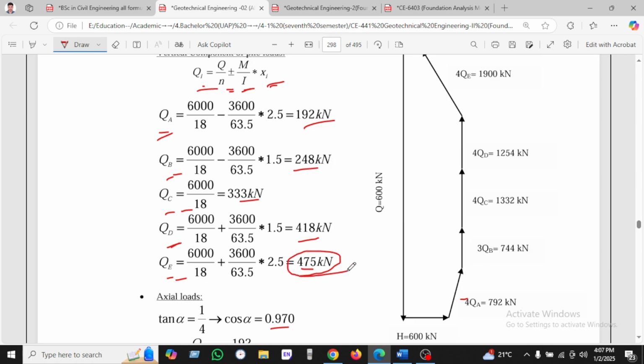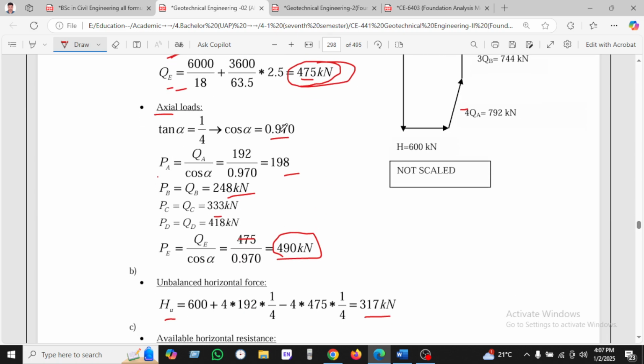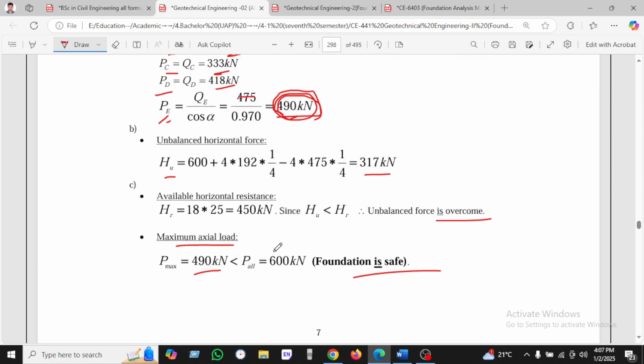So maximum Q is found 475, and the axial load due to the batter is found as 10 alpha into 1 by 4, found 0.97. In this way we find the axial load P1 equal to 198, and P2 equal to 248, and P3 equal to 333 kilonewton, and P4 equal to 418, and the last one, P5, equal to 490 kilonewton. So the maximum load is found in P5. So the unbalanced horizontal force H equal to 317 kilonewton.